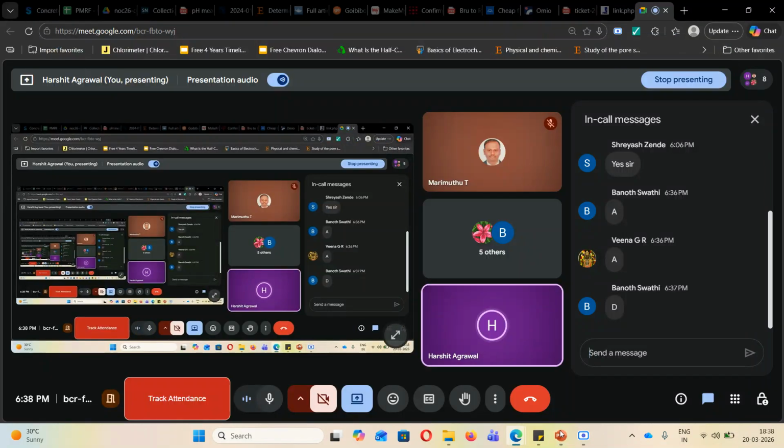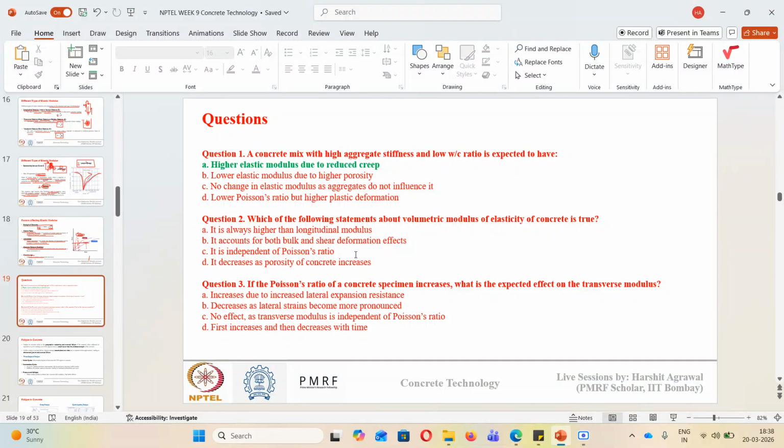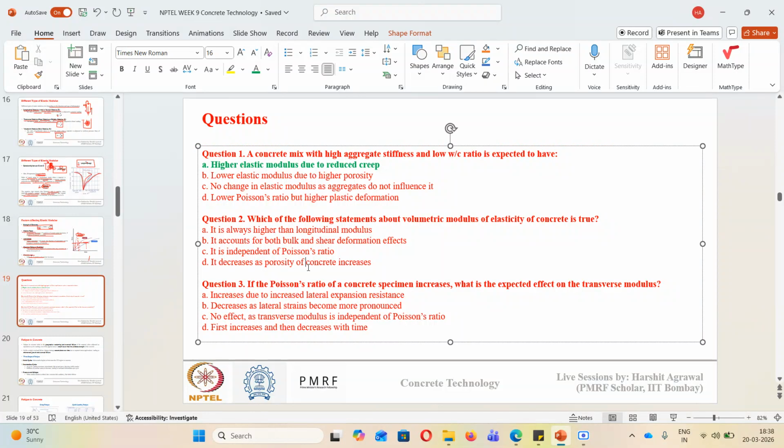D won't be the correct answer. Any kind of MOE value decreases as porosity of concrete increases. This one can also be a correct option. There are multiple correct options. So as porosity of concrete increases, we know that concrete will become weaker and it will deform more. So modulus of elasticity will decrease.